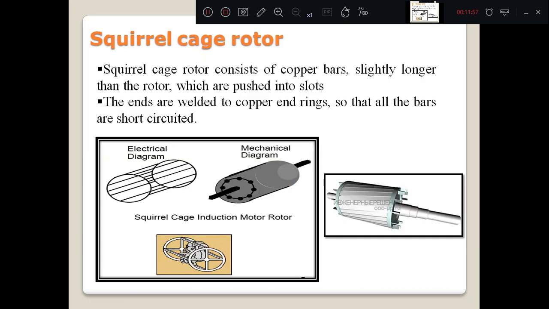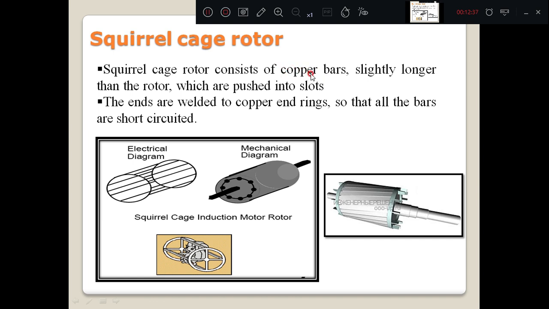We'll see the squirrel cage induction motor. I told you, here you can see these are the slots. In the slots the conductors are embedded. They are forced into the slots. These are the conductors. At the same time, at the end, these conductors are short circuited. If you look into this figure, you will come to know these are the conductors in the rotor slots, and at the end these are short circuited by end connections. Okay, this is called the squirrel cage induction motor. The squirrel cage rotor consists of copper bars.